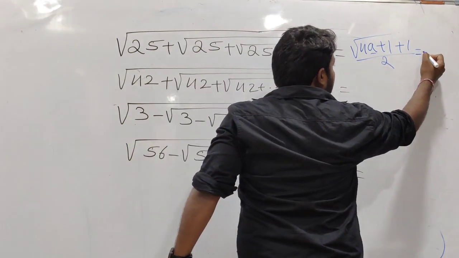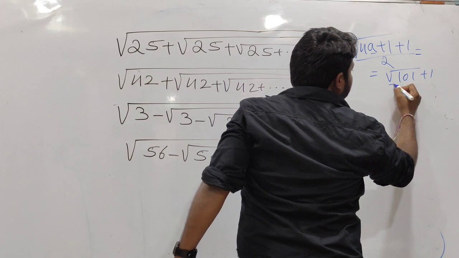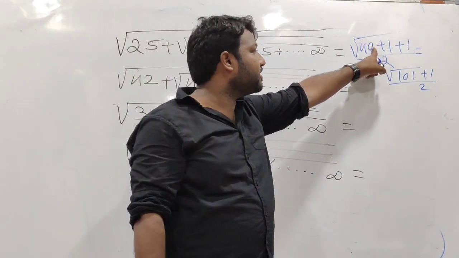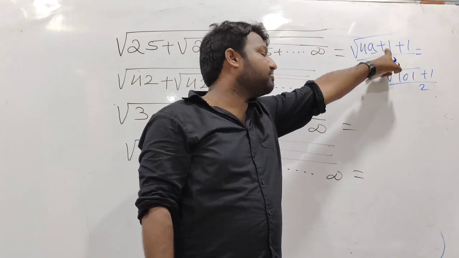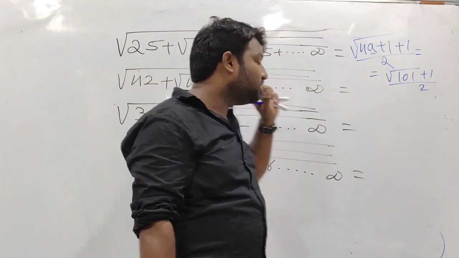So the answer is root 101 plus 1/2. What is the value of a? 25. 25 times 4 is 100, plus 1 is 101, root 101 plus 1/2. That is the answer. Now see this.